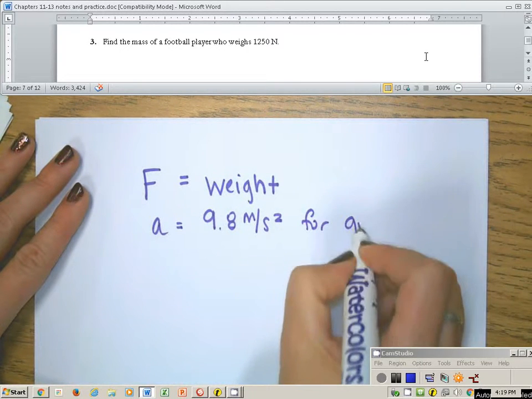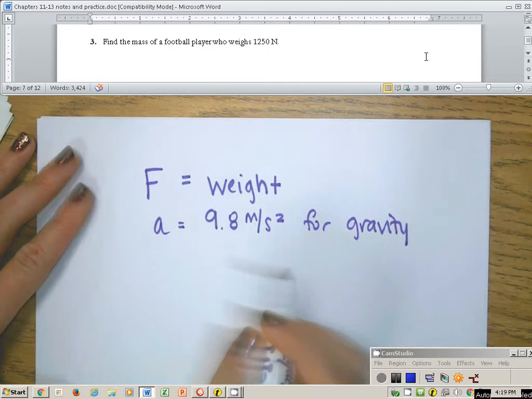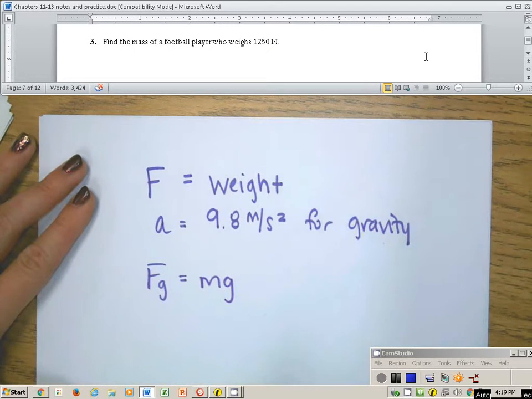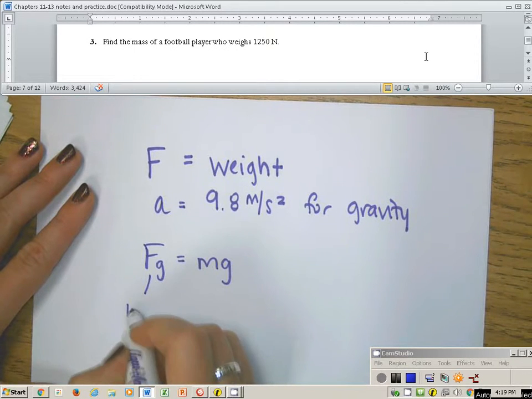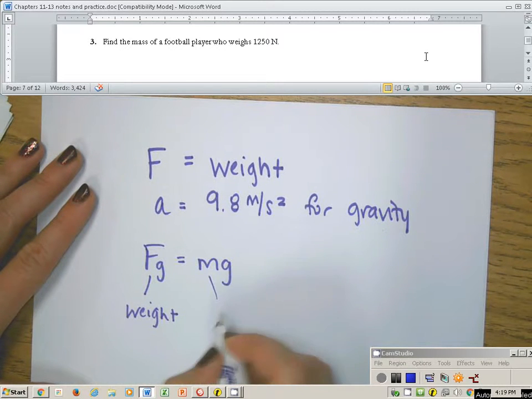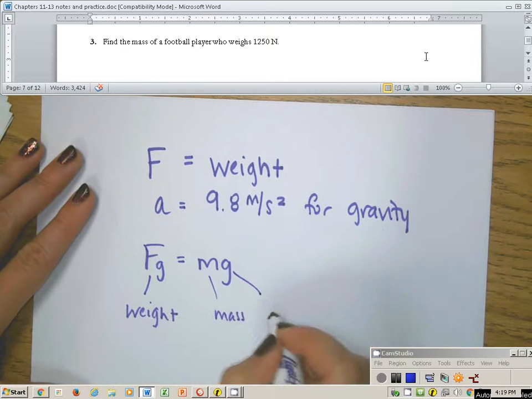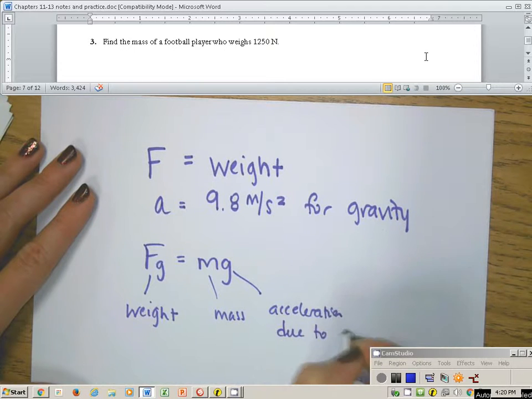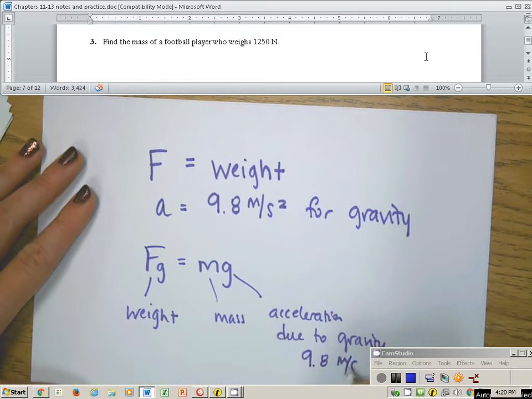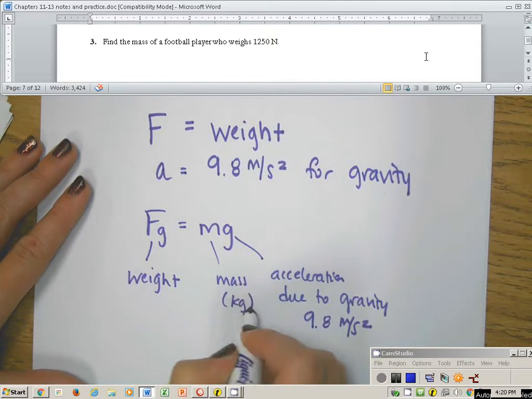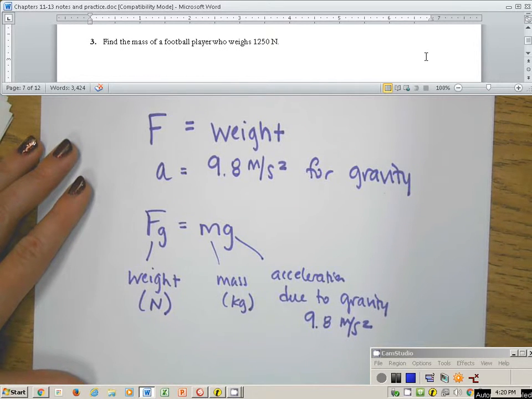for gravity. Now, some people will rewrite it as F sub g is equal to m times g. What they mean by that is that this is weight. What they mean is force of gravity. This is still mass, and g is acceleration due to gravity. And we just said acceleration due to gravity is 9.8 meters per second squared. Mass still has to be in kilograms, and weight will still be in newtons.